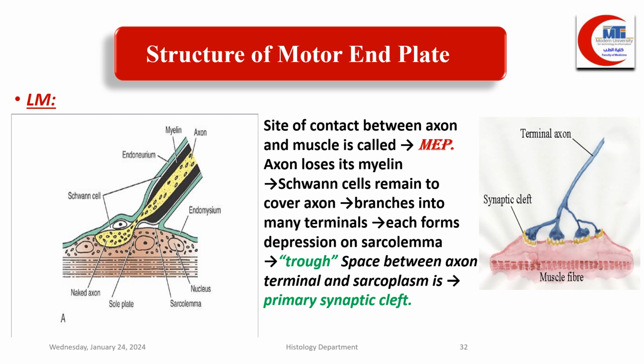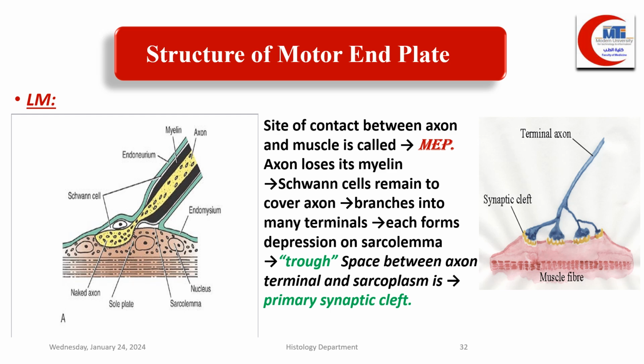What about the light microscopic feature of this structure, which is called the motor end plate? The motor end plate is a site of contact between the axon and the muscle. It's called the motor end plate.